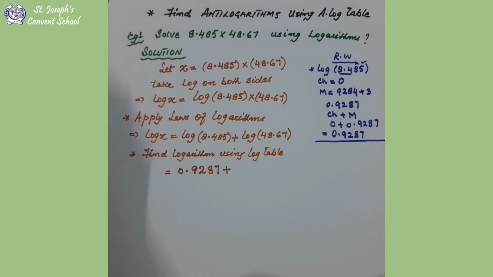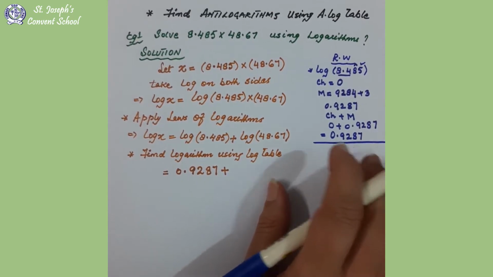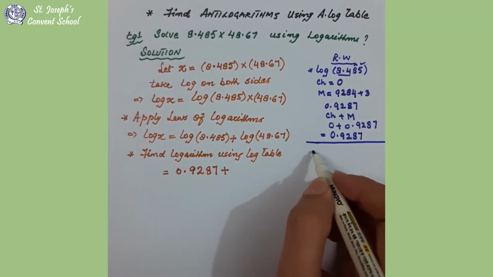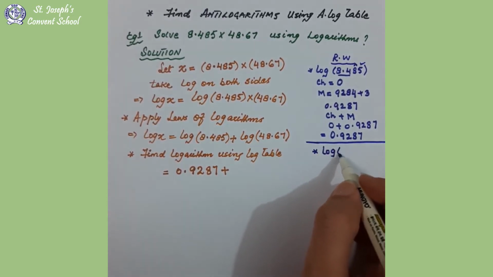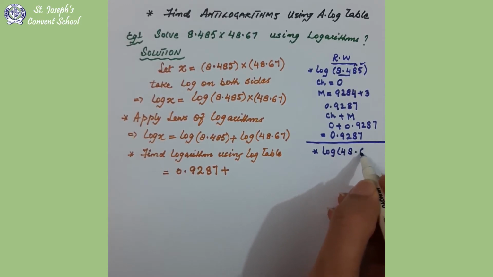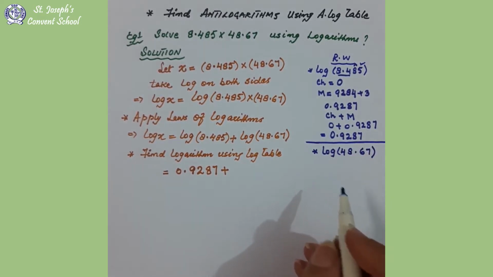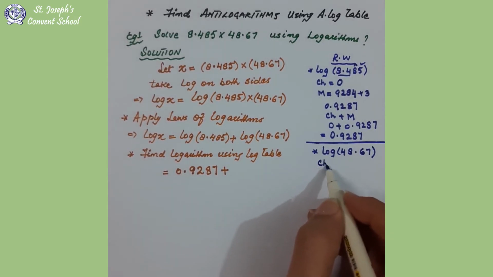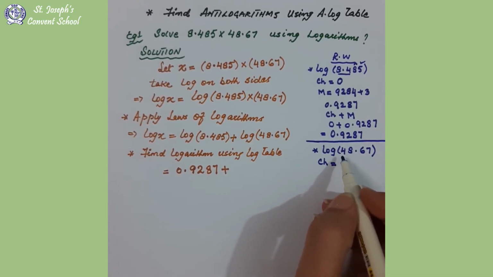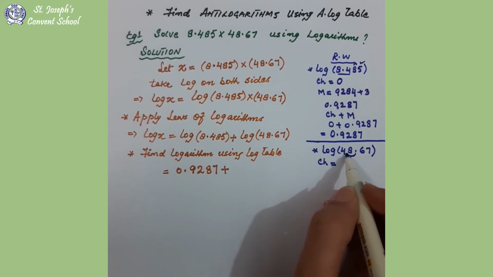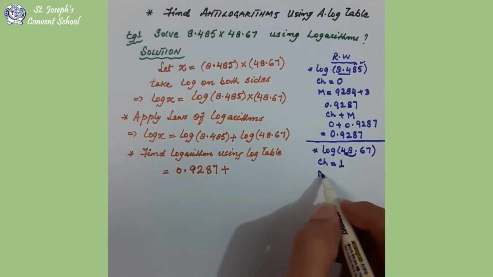Now plus, we will find the value of this 48.67. Let's find this also. Now I'll find this value in the rough work column, log of 48.67. Again, first step is to write the characteristic. Now in this case, you have to shift the decimal after the first non-zero digit. So we will shift the decimal here. One place you are shifting, characteristic is 1. Okay. Now check mantissa in the log table.